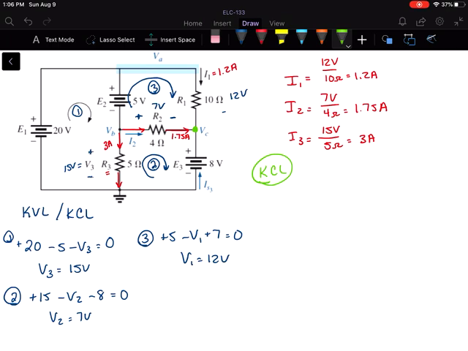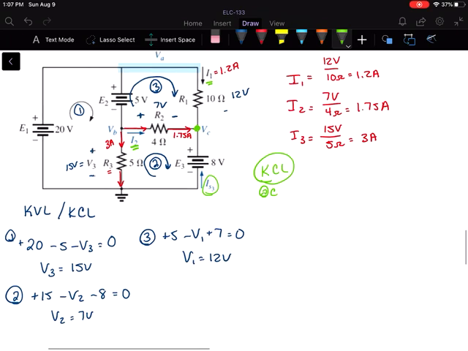So if we look at C, we know that we have I1 coming in and I2 coming in, and we just don't know what I sub S3 is. So I want you to notice if I1 and I2 are coming in, that means that IS3 is going to have to be leaving. So IS3 would be equal to our 1.2 amps coming in from R1 plus our 1.75 amps coming in from R2, to be a total of 2.95 amperes.